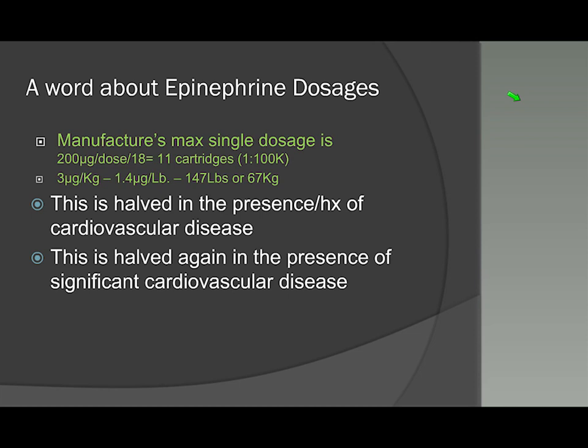So this epinephrine dosage is halved in the presence of cardiovascular disease. So that is someone who's maybe been diagnosed and taking a couple of blood pressure medicines, or blood pressure medicine and a cholesterol lowering medication. We know they have cardiovascular disease, so we begin to be more conservative in our dosage for those patients. And then it's halved again in the presence of significant cardiovascular disease. And then the big question is always, what's your definition of significant cardiovascular disease? Well, that would be cardiovascular disease that limits daily function.